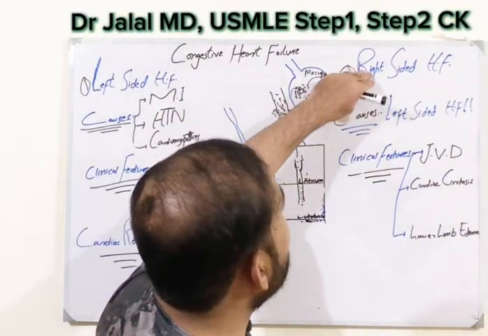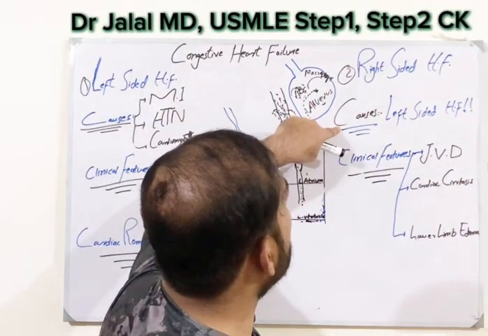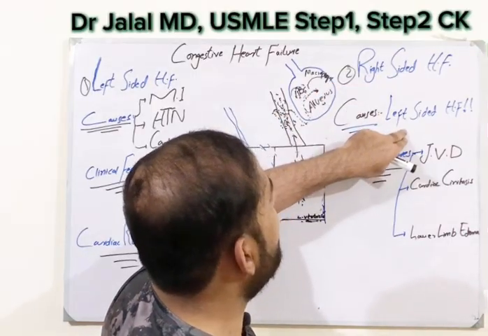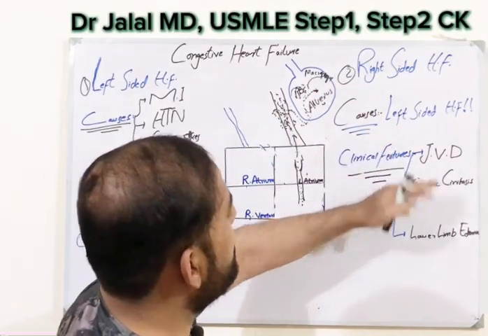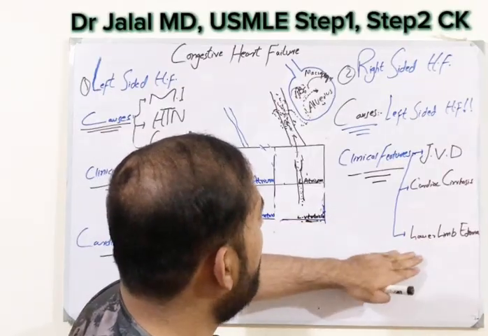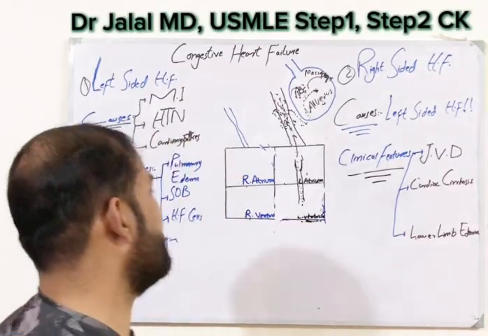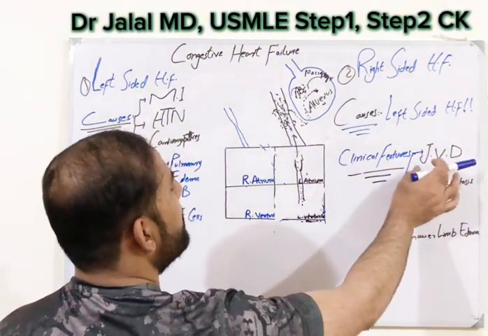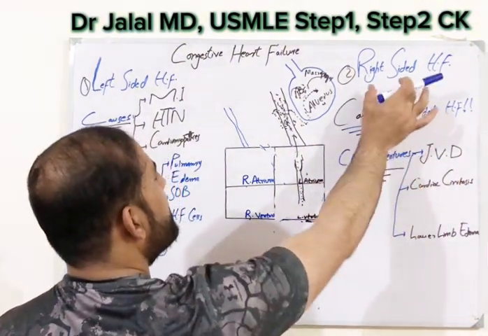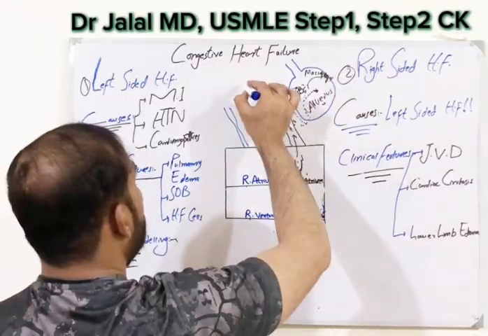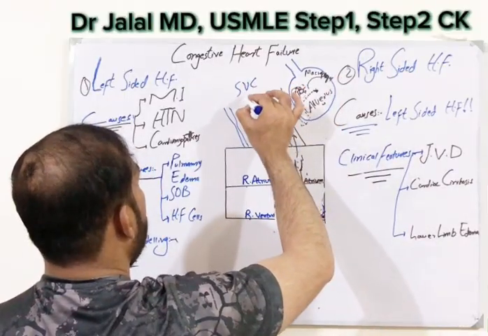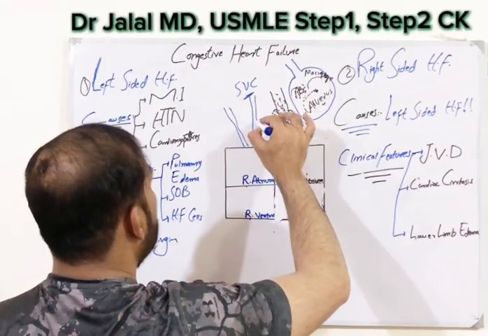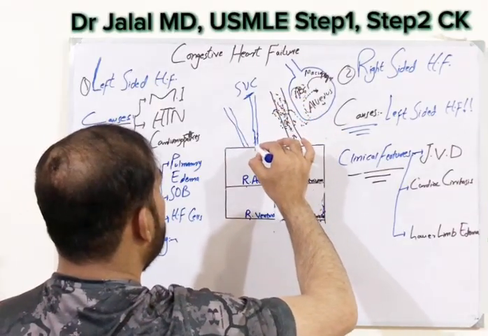Let's talk about right-sided heart failure. Remember that most of the time, right-sided heart failure is due to left-sided heart failure. Jugular venous distension, cardiac cirrhosis, and lower limb edema each have their specific pathophysiology. So let's talk about jugular venous distension, which is a clinical feature seen in right-sided heart failure. Your SVC, superior vena cava, drains deoxygenated blood into the right atrium.